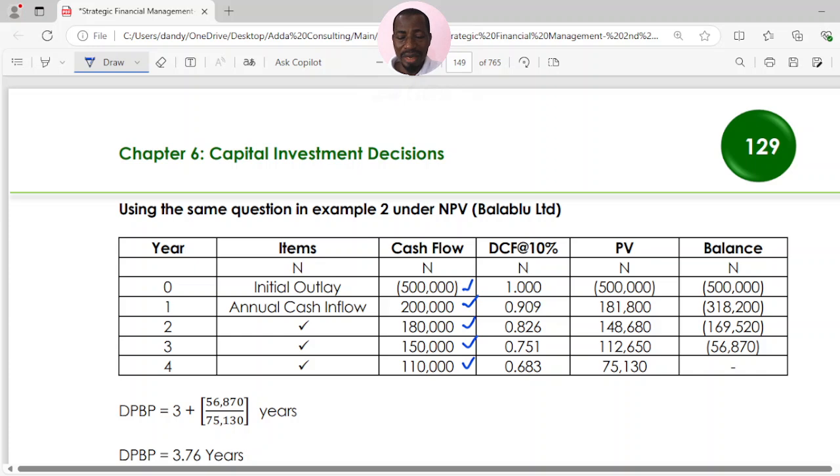However, as far as the discounted payback period is concerned, you don't use cash flows to recover projects. You have to use the present value. This is the present value that you are going to use. So the cash flow generated by the project, you need to first of all discount it using the discounting factor. You discount it to get the present value. Once you get the present value, then you can now recover the 500,000.